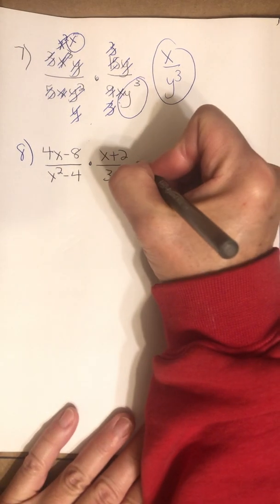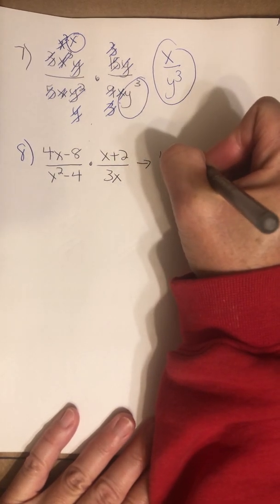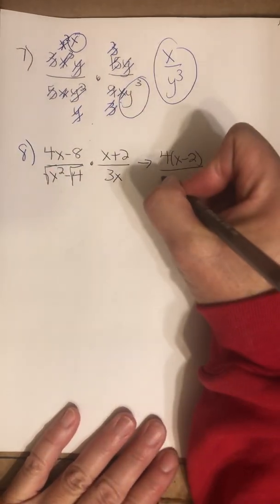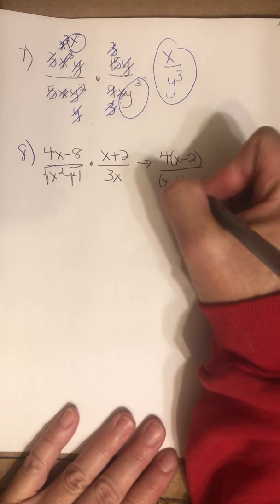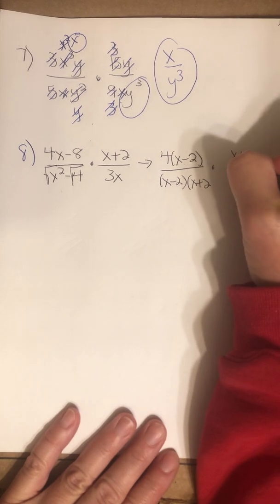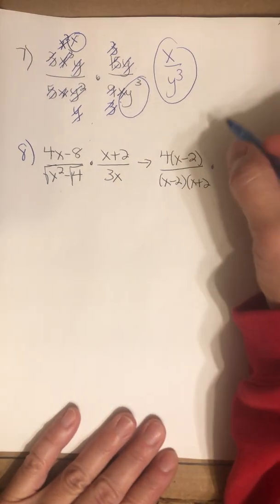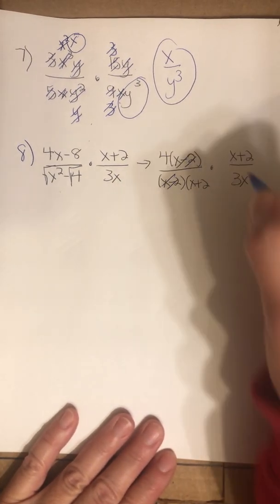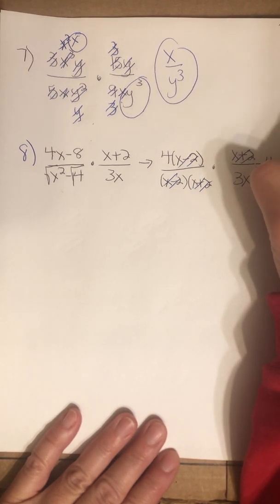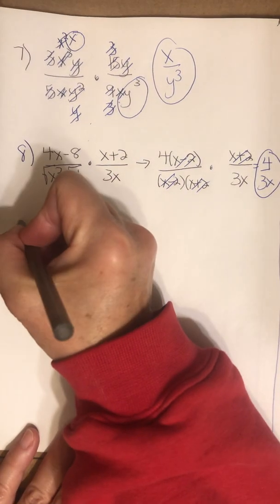Let's go ahead and factor where we can. Numerator on the left, greatest common factor of 4. Denominator on the left, that would be the difference of squares, x minus 2, x plus 2. Numerator on the right, I see no factoring, and same with the denominator on the right. Let's do our canceling. X minus 2 cancels, x plus 2 cancels, and I believe we are left with 4 over 3x. Excellent.